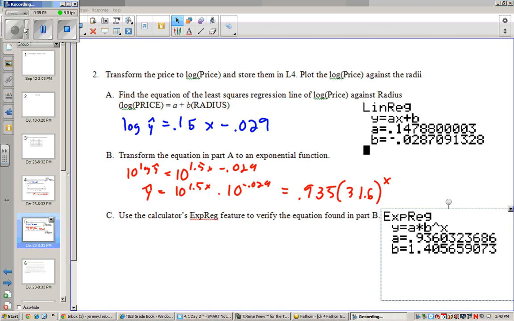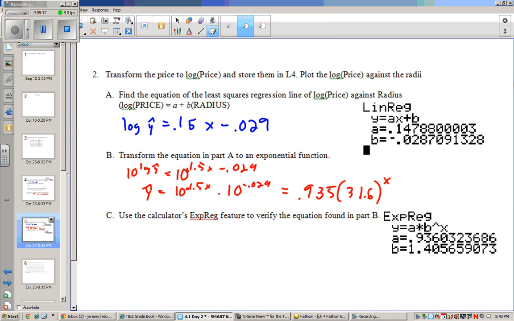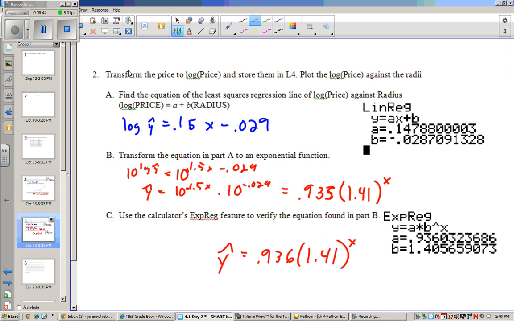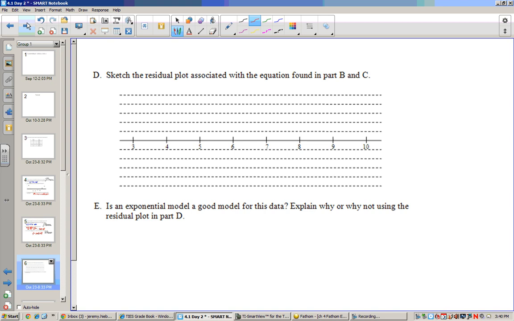Now I just noticed that I did make a mistake back here. This is 0.15, and for some reason I turned that into 1.5. So those would be 1.5s. And if you take 10 to the 0.15, that would be 1.41. Now, I could tell that was a mistake because my exponential regression should equal this. Y hat would be equal to 0.936 times 1.41 to the x power. All right, so hopefully that mistake didn't screw you up too much.